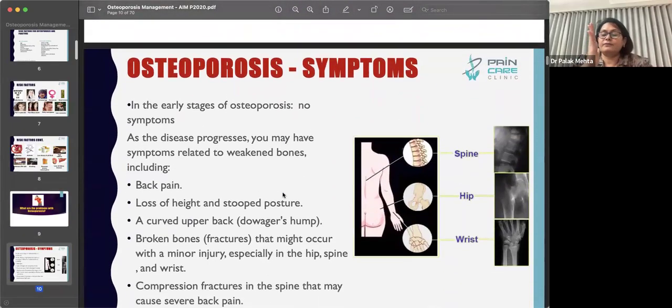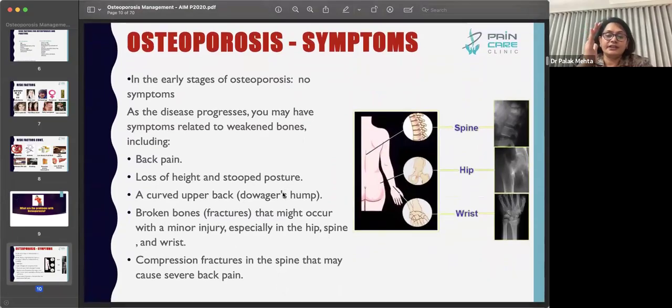So normally the patient walks like this, but with aging and osteoporosis, the patient bends forward and there is stooping, or there is exaggeration of the thoracic scoliosis. So frequent back pain, height loss and stooped posture, the upper back becomes curved. You can say the Dowager's hump, broken bone.